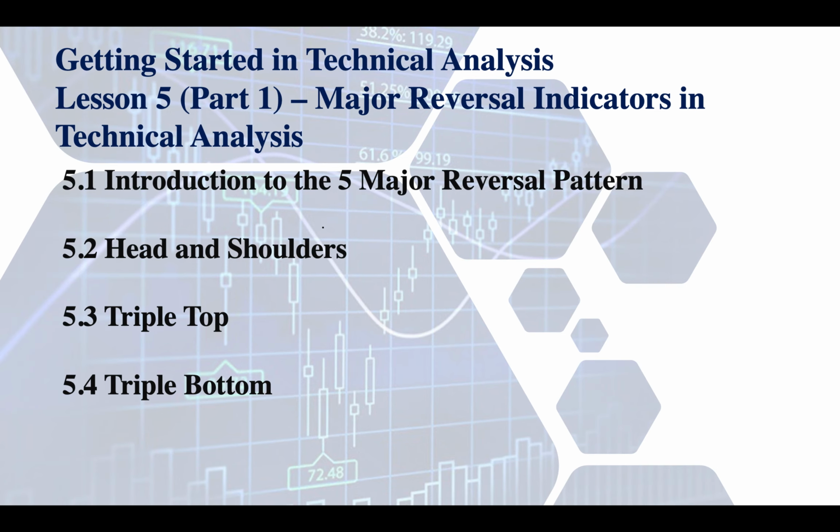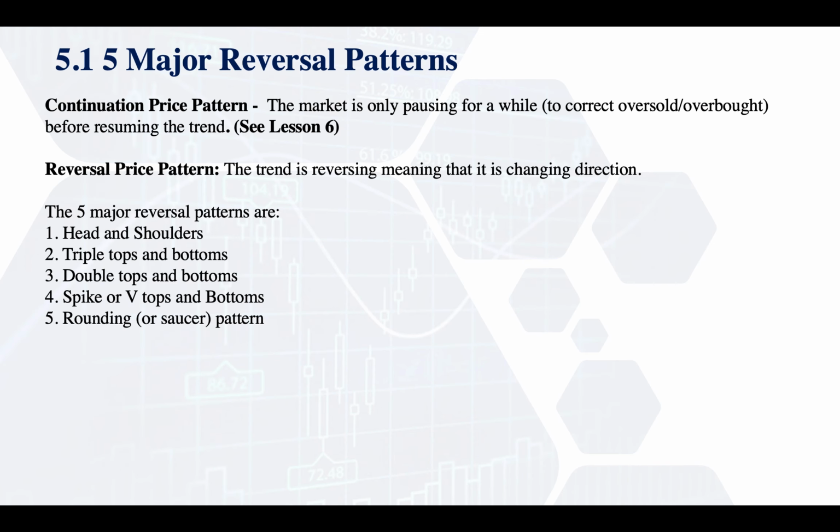There are 2 types of patterns: continuation patterns. Those continuation price patterns are just a pause, a stop in the trend, in the price movement, but after that the price will resume its trend. So perhaps if there was an uptrend, there will be times where the trend will be sideways before resuming its uptrend. So it's bullish, but with some stops, some pauses in the market. Those are the continuation patterns we will see in more detail in lesson 6.